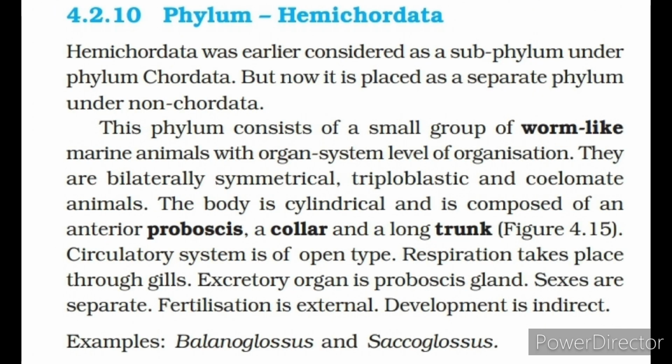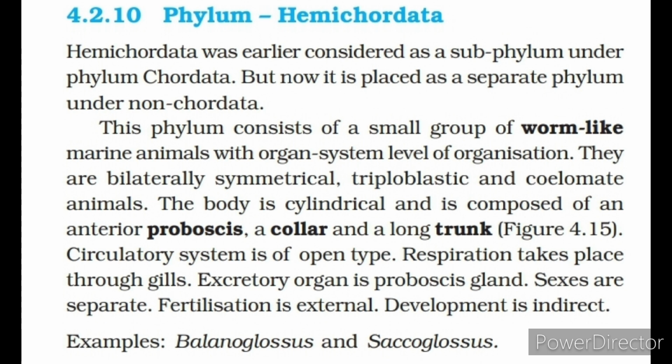Phylum Hemichordata. Hemichordata was earlier considered as a subphylum under Phylum Chordata. But now it is placed as a separate phylum under non-chordata. This phylum consists of a small group of worm-like marine animals with organ system level of organization. They are bilaterally symmetrical, triploblastic and coelomate animals. The body is cylindrical and is composed of an anterior proboscis, a collar and a long trunk.